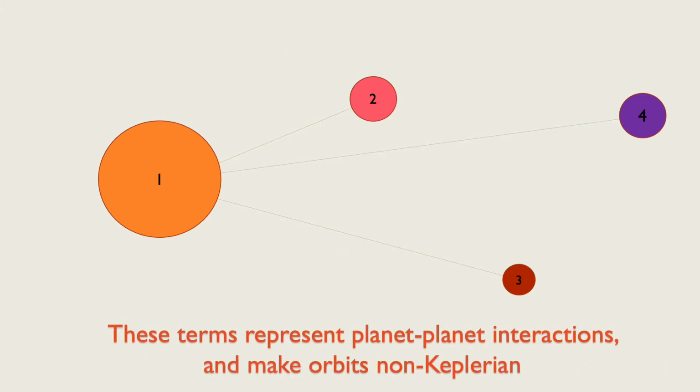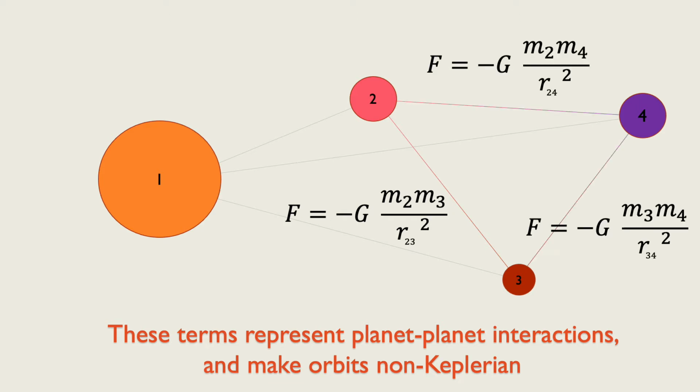If there are multiple planets present in a system, then each planet will exert a force on each other planet in the system. And the functional form of this force is exactly the same as what we were looking at before. However, the size of these forces is much smaller than that between the star and any given planet. So each of these terms represent the planet-planet interactions present in a system. If you completely ignore planet-planet interactions and you cross these terms off your equation, then you have a pure Keplerian orbit. But once you add these terms back in, then your orbit becomes slightly non-Keplerian.